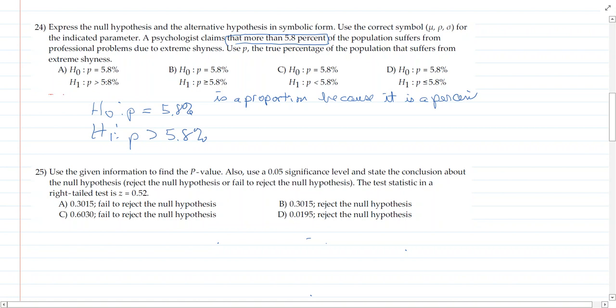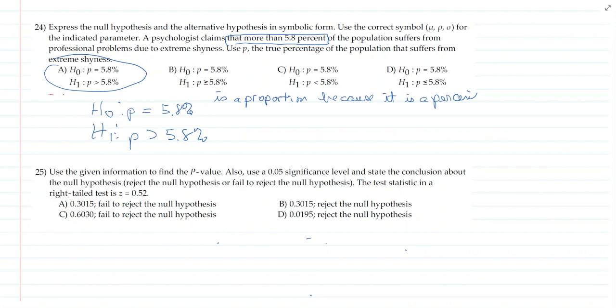So let's look at the first one. H0: P is 5 and 8. P is 5 and 8. P is 5 and 8. All of them have the correct first null hypothesis. The alternative: P is greater than 5 and 8. So that is our choice right there. We don't even have to go further. The other ones don't fit the claim that we were addressing. So here we go.